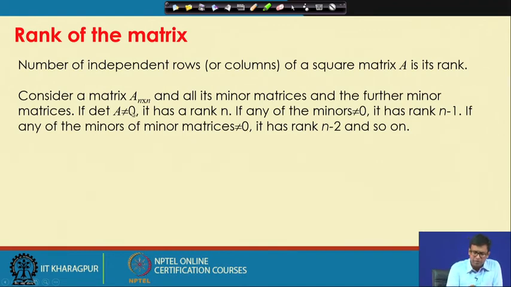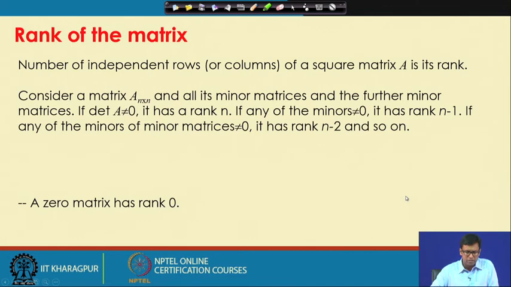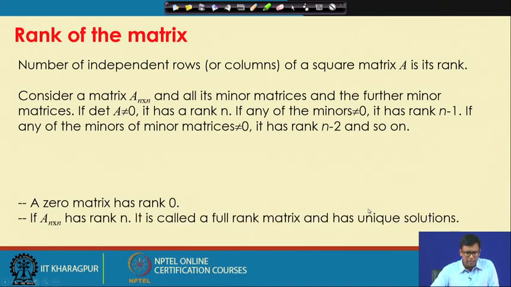If the determinant of A is 0 and the first minors are 0, we have to see the minors of minors. If they are non-zero, then we will say rank is n minus 2. This is basically a way to find out the number of independent rows and columns. A 0 matrix will always have rank 0, and an n into n matrix, if it has rank n, we call it a full rank matrix, and we will say that it will have a unique solution.